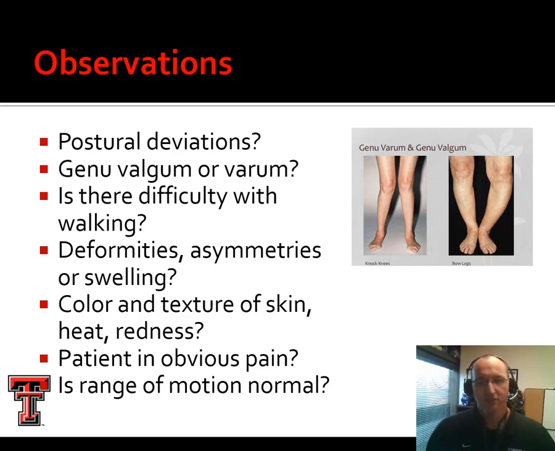Either of those conditions could potentially predispose their lower leg to problems, and when we get to the knee joint, we'll talk a little bit more about this varum and valgum deformity. Any other obvious deformities that they have, any asymmetries, we'll look at something like a contusion where they've got a large mass where they've been kicked, something like that. We also look at the color and texture of their skin, again comparing bilaterally. Any heat or redness would indicate they've got an infection or inflammation.